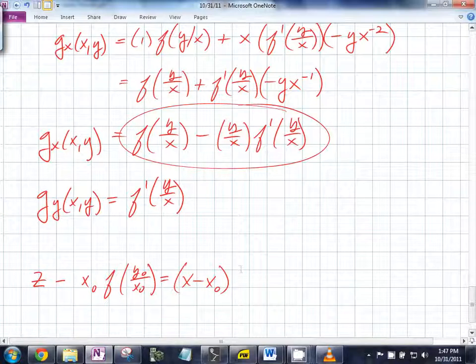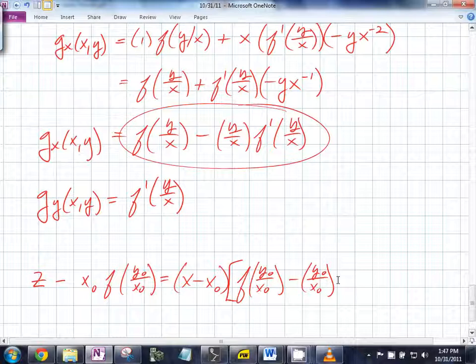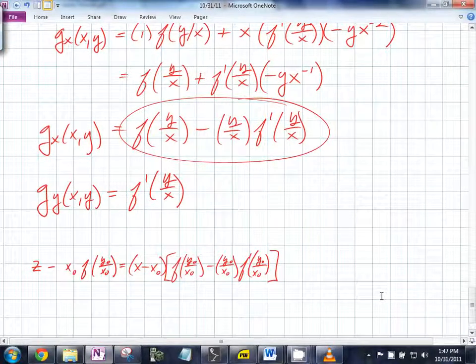I'm going to use the magic of the board here and only shrink part of it. So I'll have to write it again. But we have this, right? Plus y minus y naught of minus f prime of y naught over x naught. Are we okay with that so far? Yeah. I kind of like that. That's kind of cool.